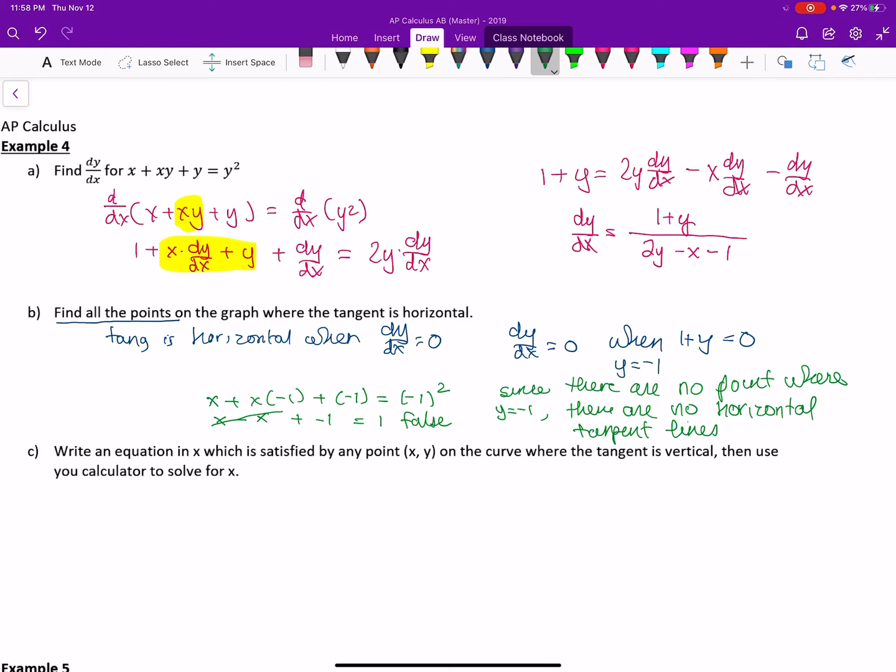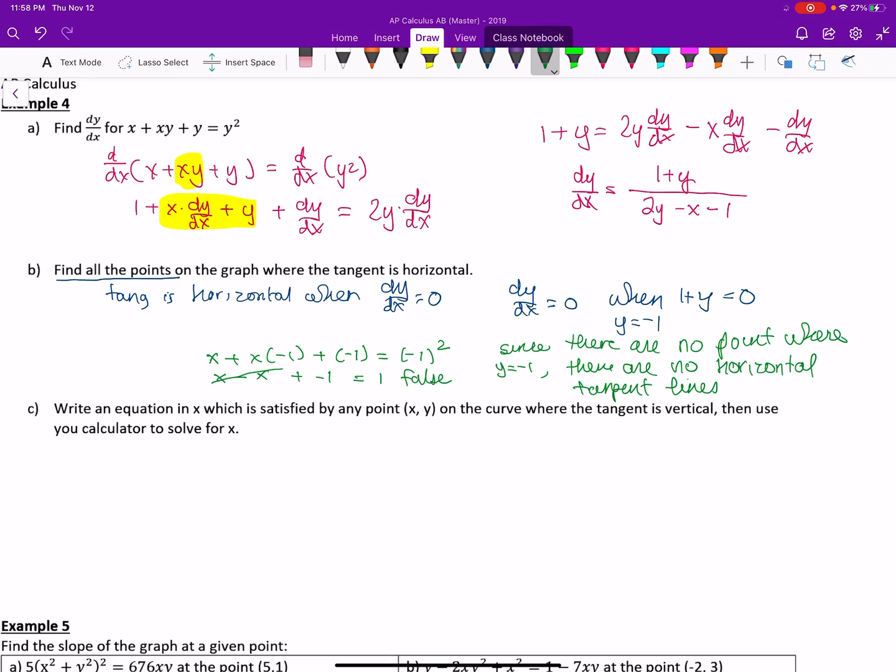All right, write an equation in x which is satisfied by the point (x, y) on the curve where the tangent is vertical. Then use your calculator to solve for x. All right, let's see what happens. First of all, vertical tangents occur when dy/dx is undefined. So that implies when 2y minus x minus 1 is equal to 0.